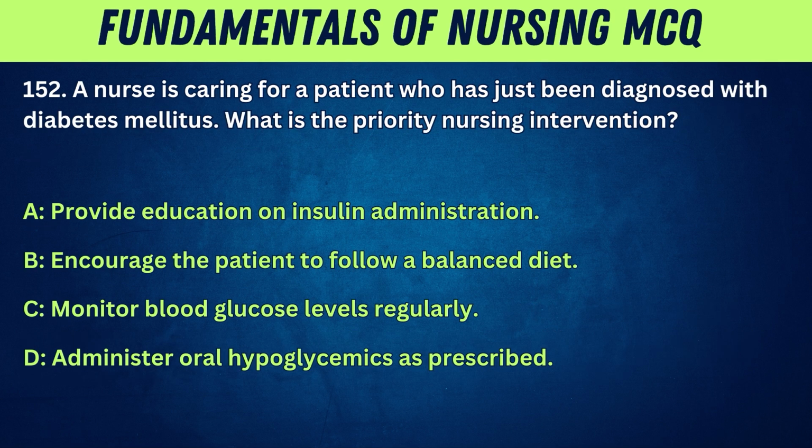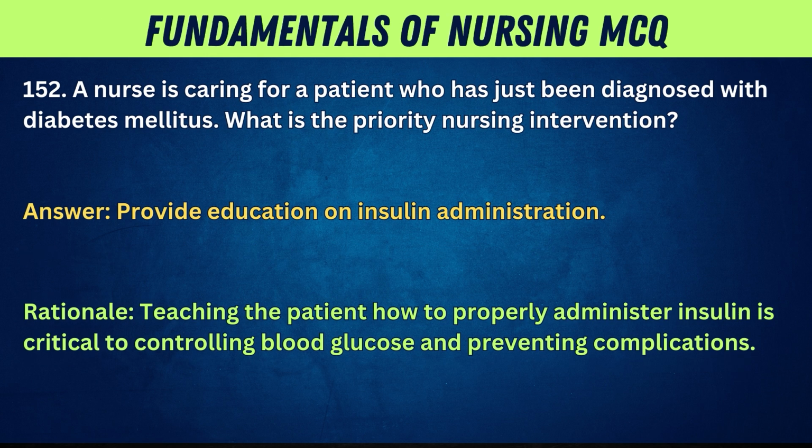152. A nurse is caring for a patient who has just been diagnosed with diabetes mellitus. What is the priority nursing intervention? A. Provide education on insulin administration. B. Encourage the patient to follow a balanced diet. C. Monitor blood glucose levels regularly. D. Administer oral hypoglycemics as prescribed. Answer. Provide education on insulin administration. Rationale. Teaching the patient how to properly administer insulin is critical to controlling blood glucose and preventing complications.